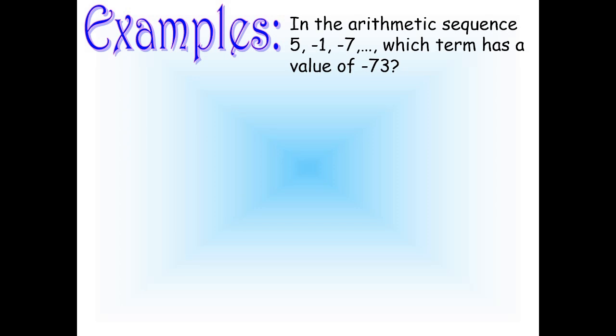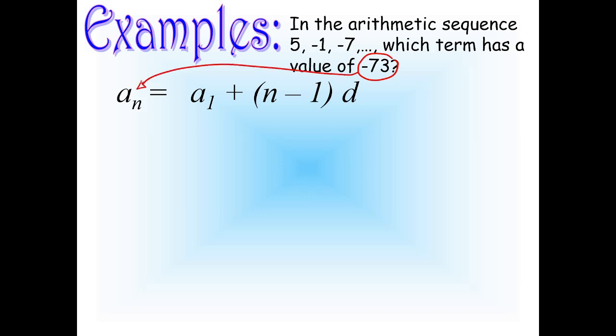Okay, let's have another example similar to this, solving for n. In the arithmetic sequence 5, negative 1, negative 7, which term has a value of negative 73? So take note, in our formula, we all know that this one is a sub n. And we are looking for n here. Okay, what is asked is the value of n. What is n? We are solving for n there.